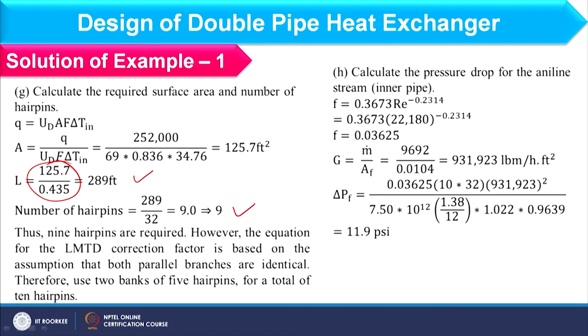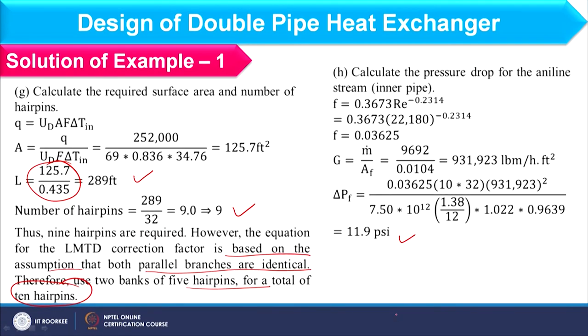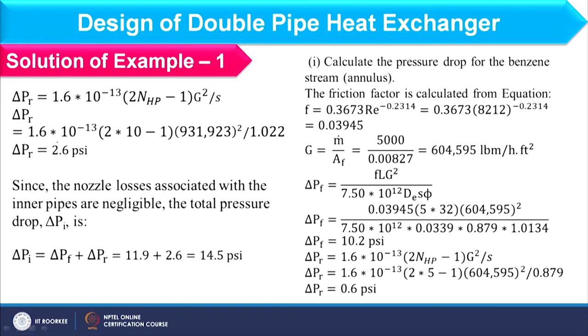So I am not going into detail of this. If you consider the hairpin, that comes as 9. Okay, so 9 hairpins is an odd number. However, the equation for the LMTD correction factor is based on the assumption that both parallel branches are identical, and therefore we use two branches of 5 hairpins, or two banks of 5 hairpins. So the total number of hairpins will be 10. Okay. So considering this, we can calculate the pressure drop for the inner side. So it comes as 11.9 psi, and for the return bend, we can consider the pressure drop as 2.6.